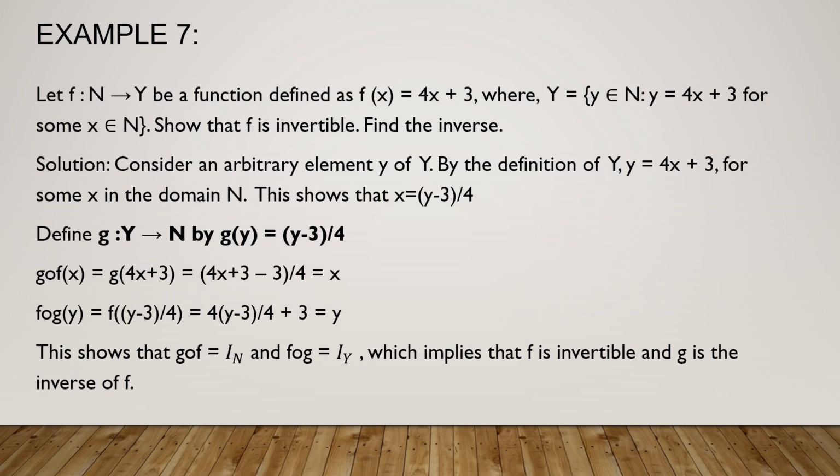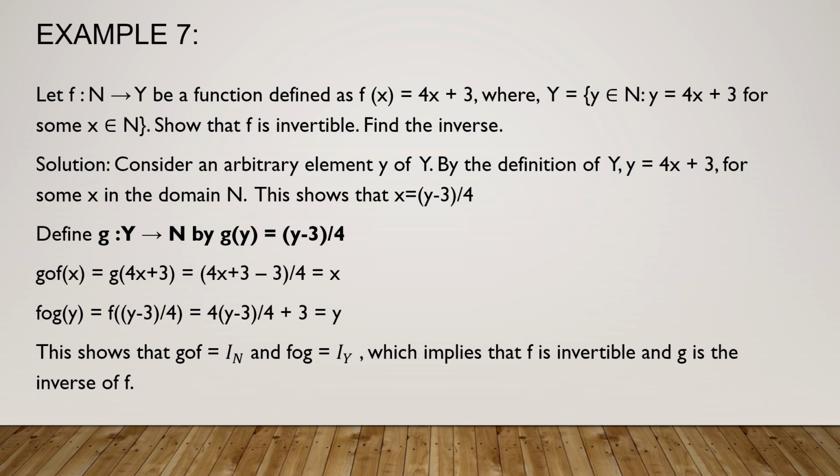Now based on this, I define a function g from Y to N. Remember, I want to show g is the inverse of f. So I am defining g from Y to N, where g of y is equal to (y minus 3) by 4. Now find g of f of x. g of f of x is g of f(x). f(x) is 4x plus 3, and when you apply the function g, what does it do? It takes the number minus 3, divided by 4. So (4x plus 3 minus 3) by 4, which is equal to x.